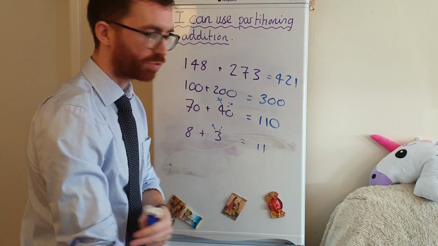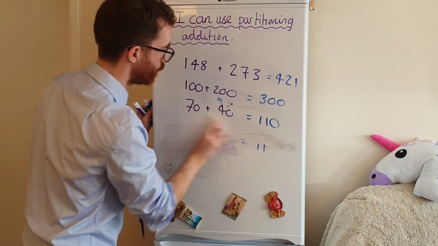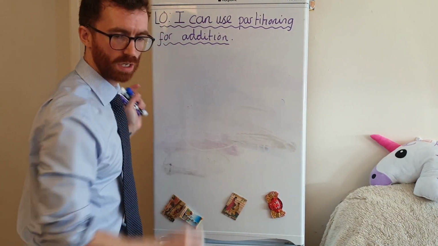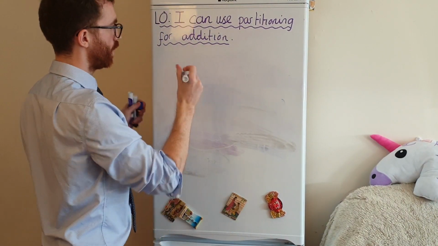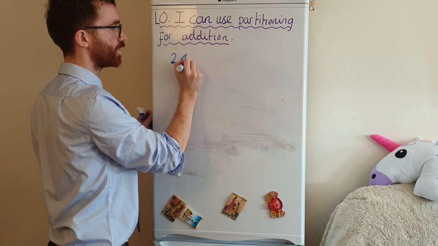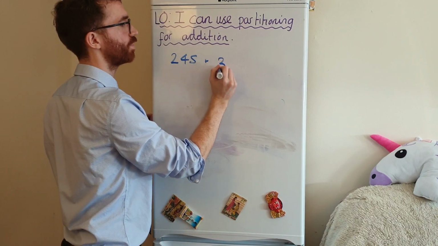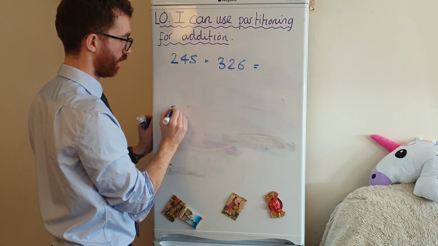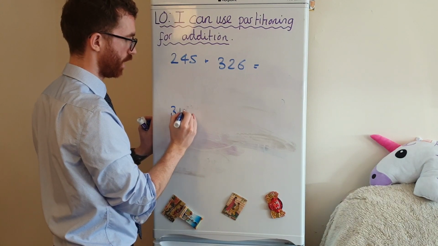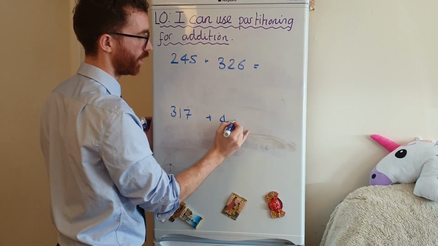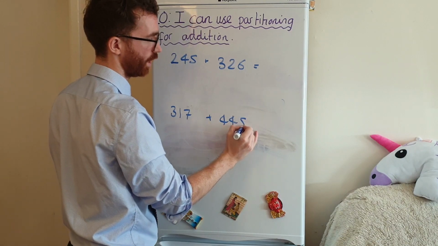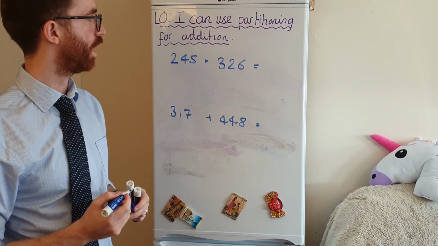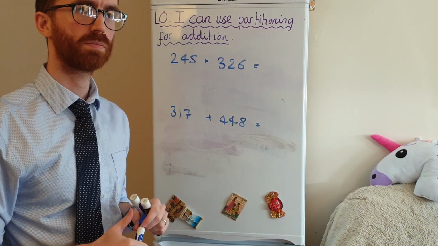Okay, right. I'll put a few questions on the board for you to have a little go at, and then I will solve them alongside you. So, let's have a little go. This can be our first question. We can have 245 plus 326 equals, and then we'll have 317 plus 448. And I think that'll do for now. Have a little go at those two for me, please. Pause.